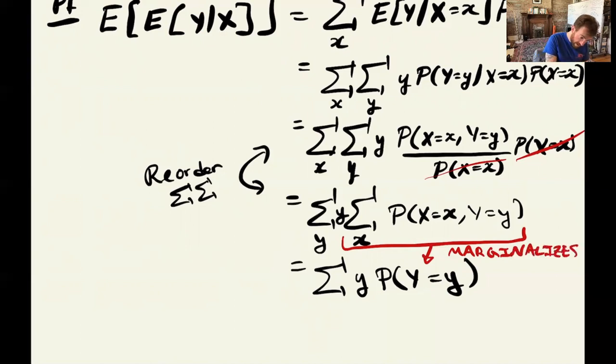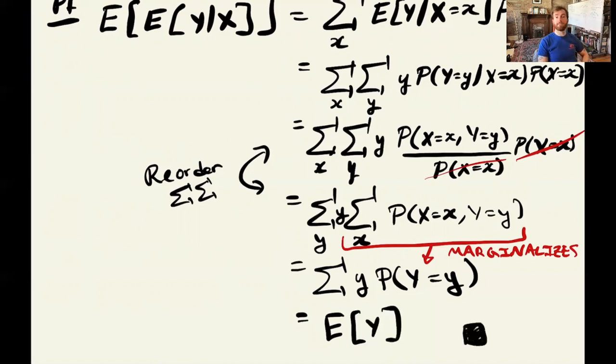And so finally we recognize this expression here. This is exactly the expectation of y. And that's the end of the proof. So these two things do actually cohere and they make sense.